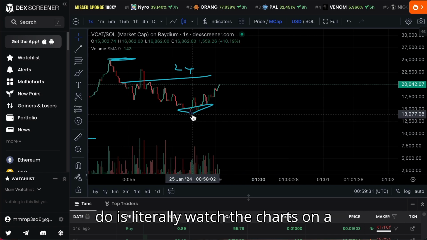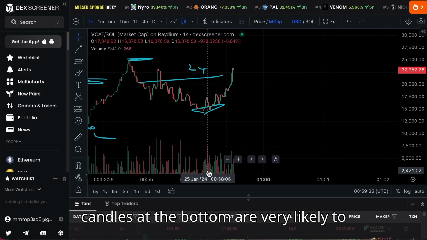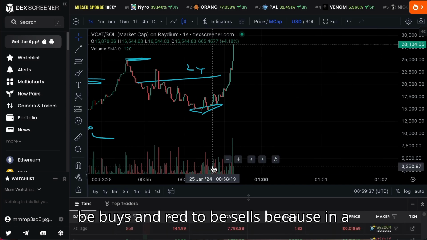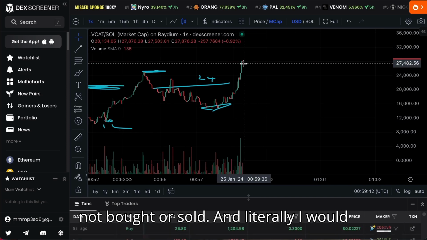So what I would do is literally watch the charts on a second and watch the buys come in. Any green candles at the bottom are very likely to be buys and red to be sells, because in a second, it's very hard for anybody to have not bought or sold. And literally, I would sell now.